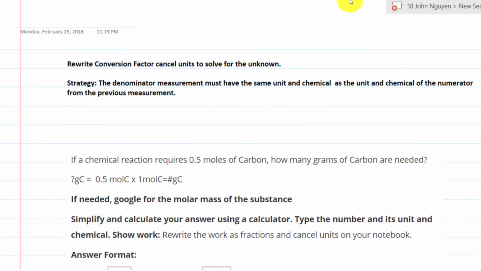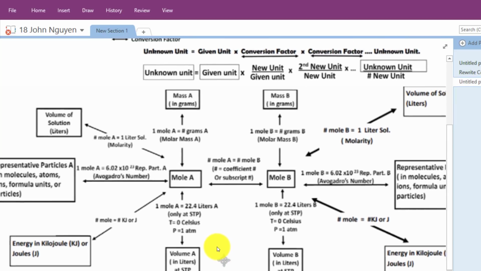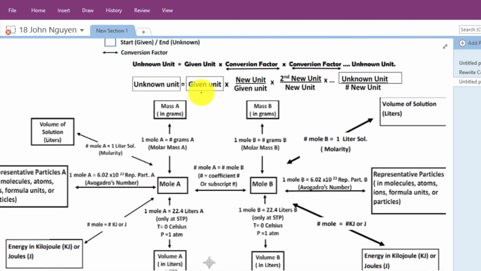In the previous lesson, we learned how to use this beautiful stoichiometry flowchart right here. Basically, we take our given, which is the starting value, and we multiply by the conversion factors, and we create our answer to look something like this, to solve for the unknown from the given. Now, today we are going to look at this right here.